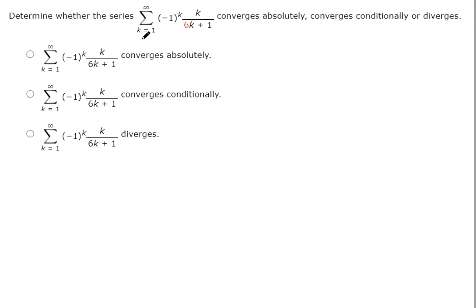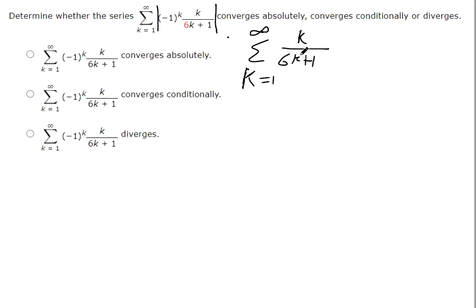We're supposed to determine whether this series converges absolutely, conditionally, or diverges. So the first thing you want to check is to see if we were to get rid of the alternating part of the sequence. If you take the absolute value, does this converge? Because if it does, if you make this positive, if this converges, then it converges absolutely.